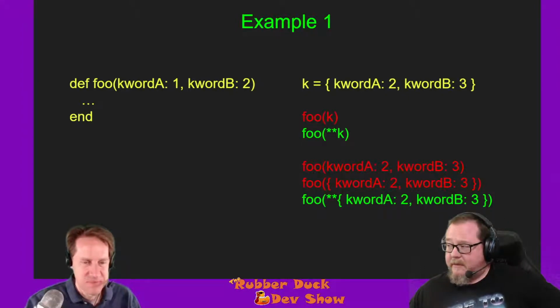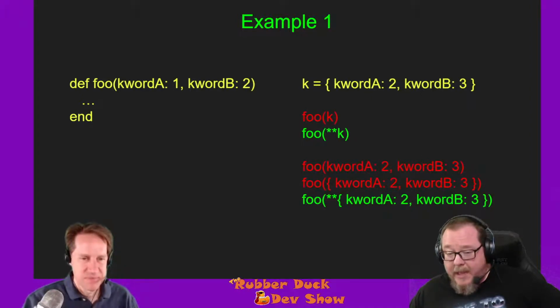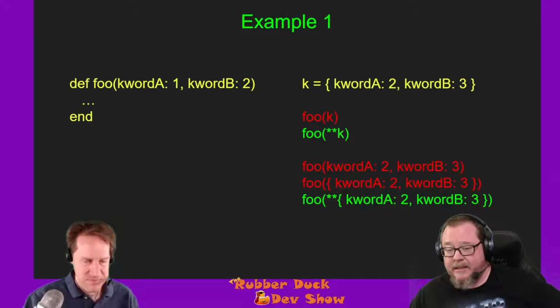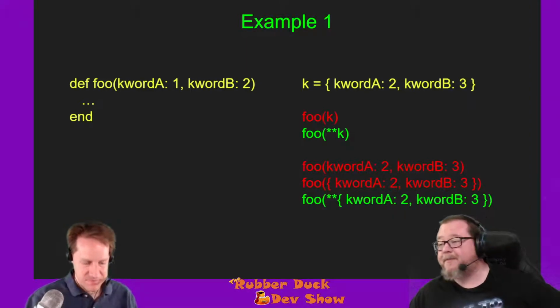And Colin says you definitely should be able to pass those in out of order. You can, like in this final example where I double splat the hash, I can pass these in any order I want to. The trick is I have to put it in a hash and I have to double splat it for this kind of definition.